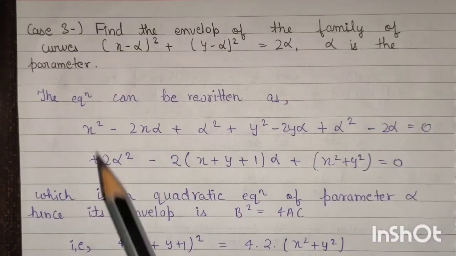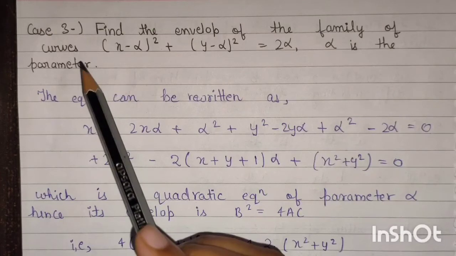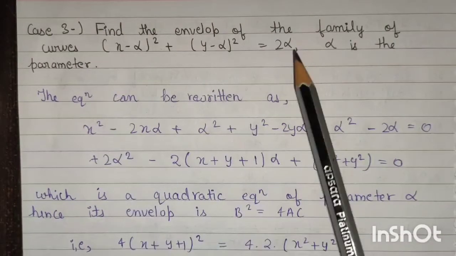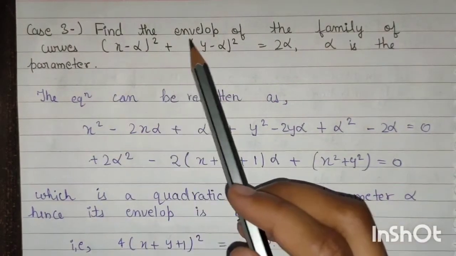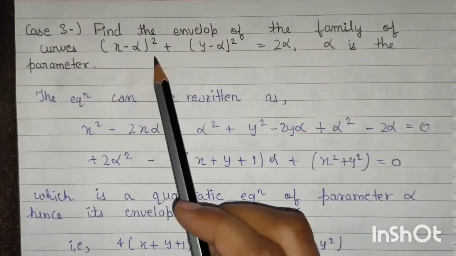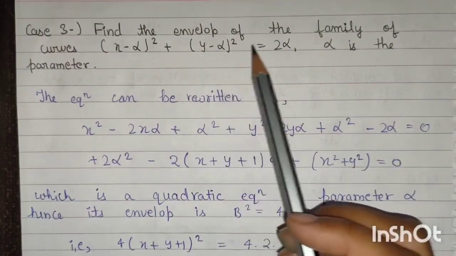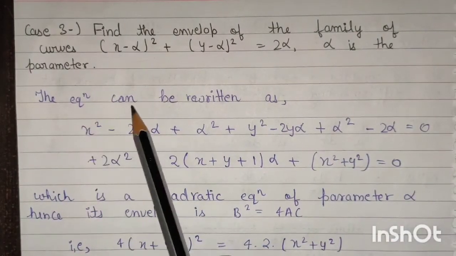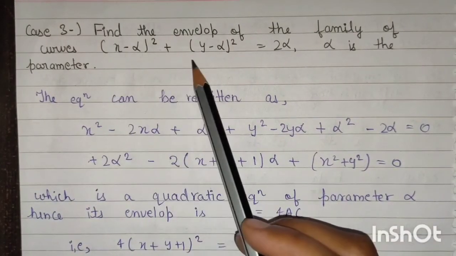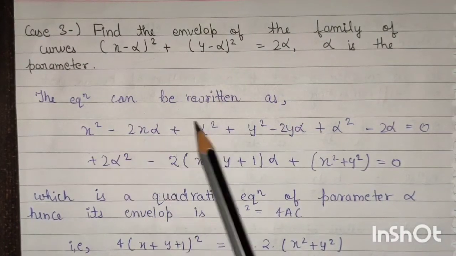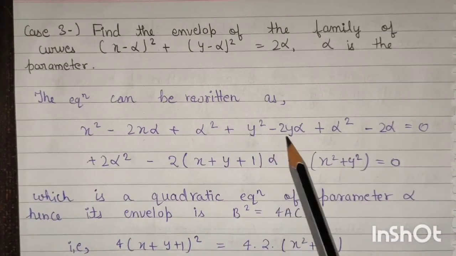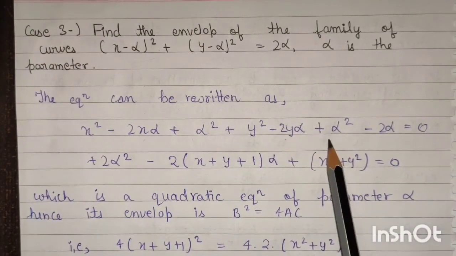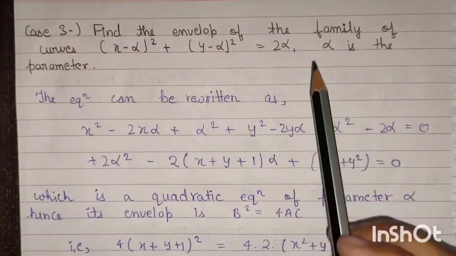Now we will see case 3, in which the equation is given in the form of a quadratic equation. Find the envelope of the family of curves (x - α)² + (y - α)² = 2α. Here α is the parameter. On opening (x - α)² + (y - α)², we get x² - 2xα + α² + y² - 2yα + α² - 2α = 0.